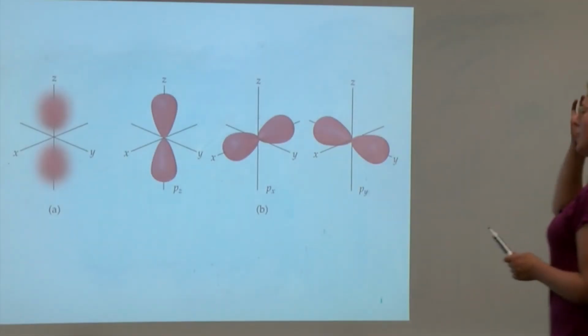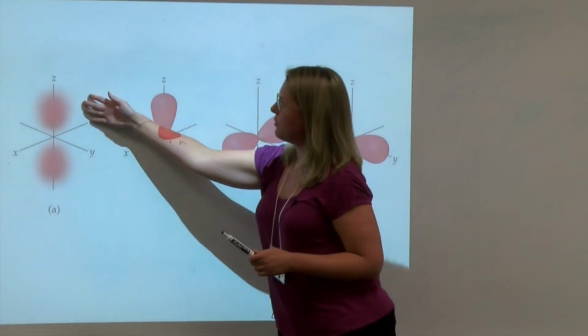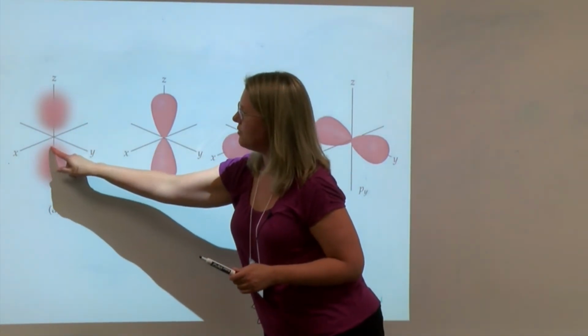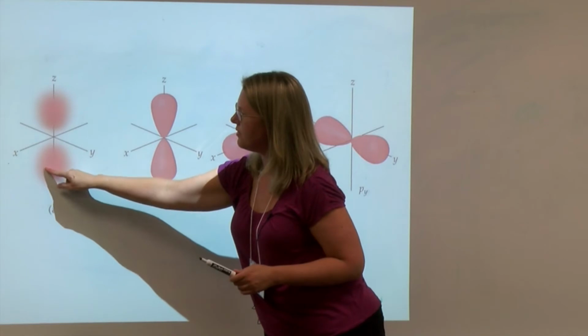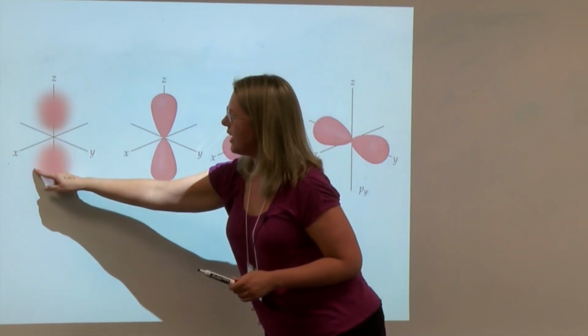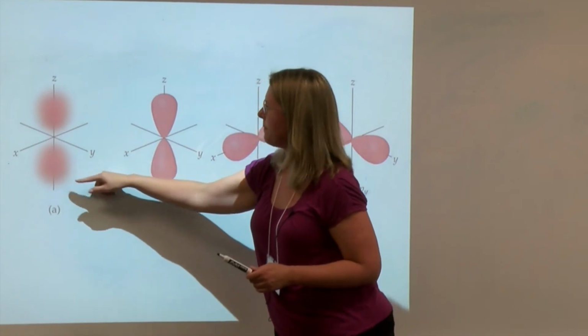This represents a p orbital. This is really what the probability distribution would sort of look like. You see how fuzzy it is. You see it's a lot darker here. So this is the area where the electron is more likely to be. As it gets lighter and lighter, there's less probability there.